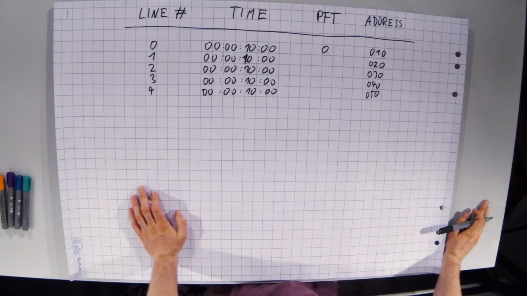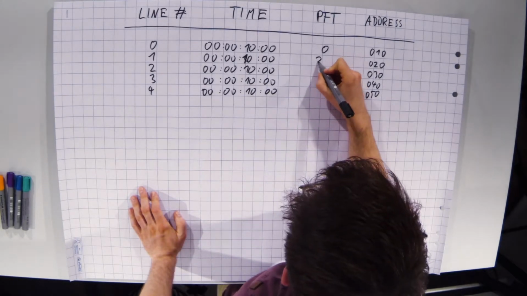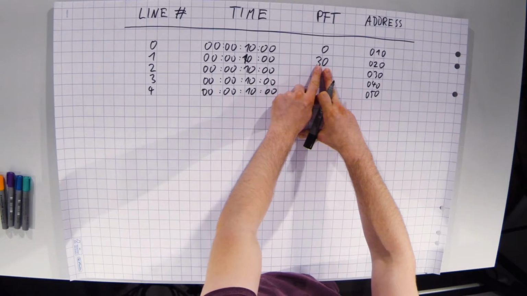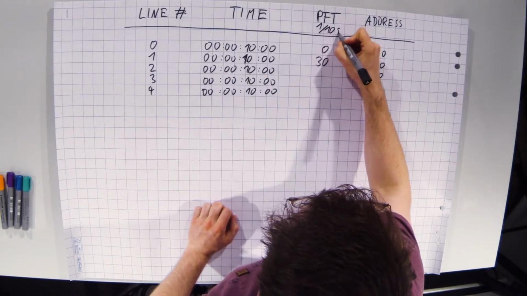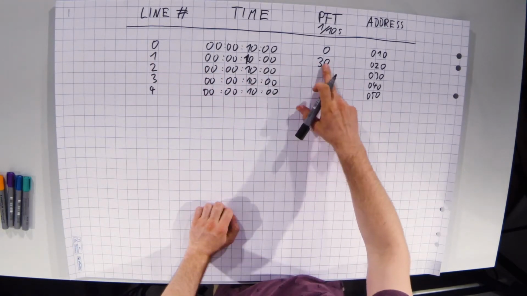Let's say the second line shall be 30 pre-fire time. This would mean that this event happens at 3 seconds. The pre-fire time is defined in tenths of a second. So if we want this line to be executed at 3 seconds, it's 30.